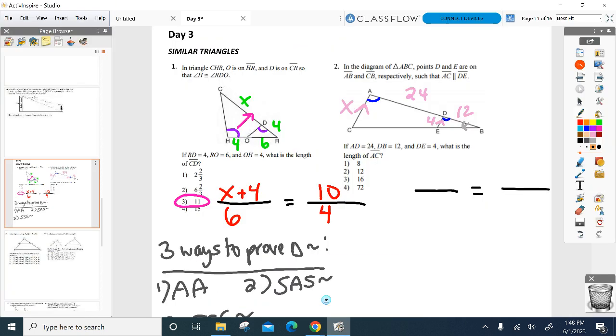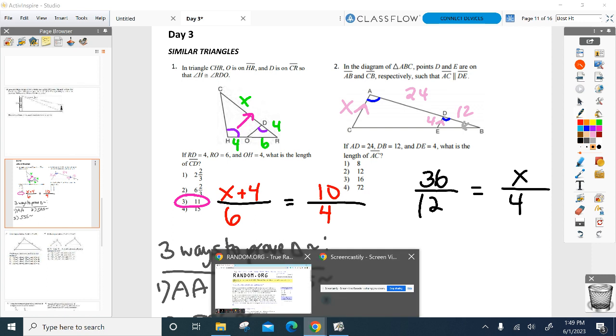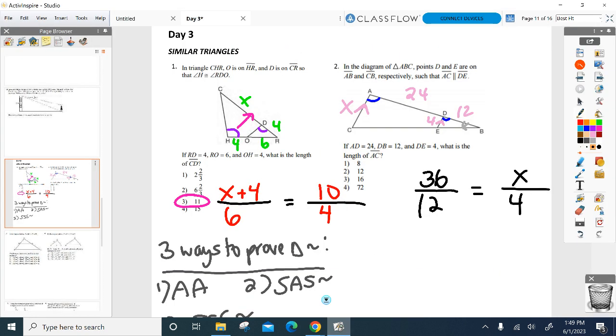Give me a full side. 36, going big time, huh? Showing off. 36, yes. 24 should not appear in your proportion. That's not a full side. 36 corresponds with 12. And if I'm going to use 36, I need another side from the big triangle, which would be X, and that corresponds with 4. X is 12, good.